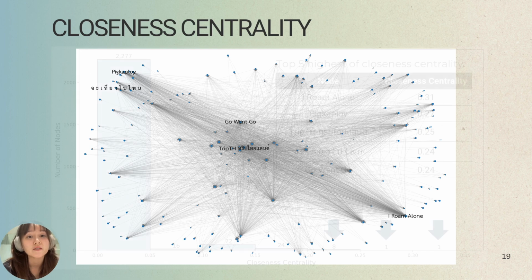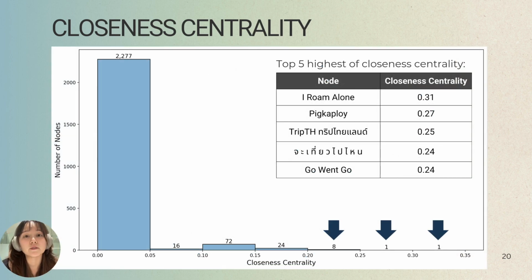So for closeness centrality, most of our nodes are grouped at the lower end of the closeness centrality scale. This means many of our nodes are not very close to the others. So it also means they don't have a short path to reach every other node quickly.